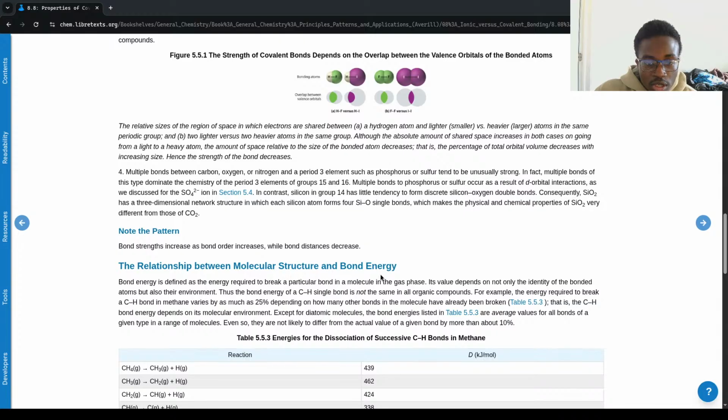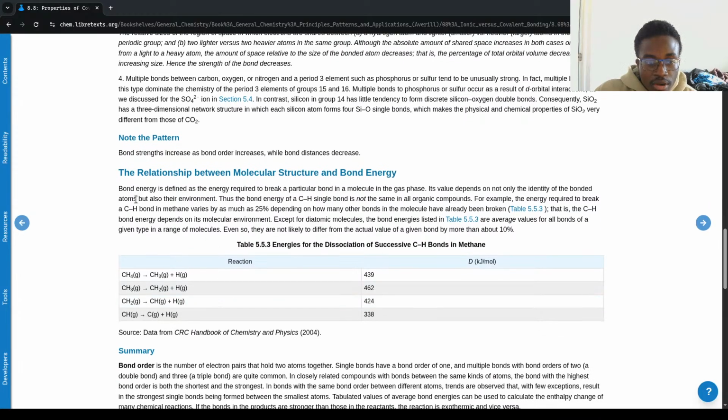Let's see. The relationship between molecular structure and bond energy. Right? Okay, bond energy is defined as the energy required to break a particular bond in a molecule in the gas phase. Why is it in the gas phase though? So wait, what? Okay, I mean, this makes sense. This, I don't know. Why does that have to be in the gas phase?